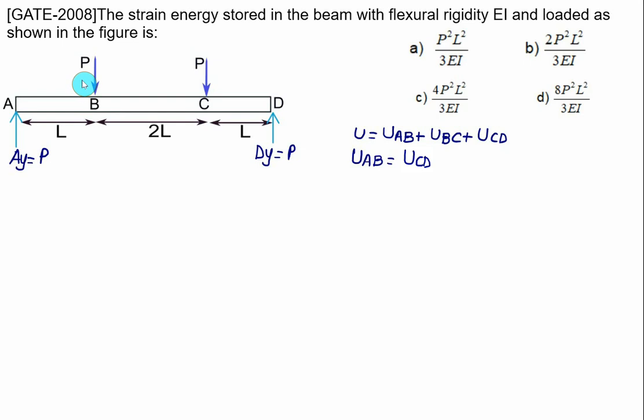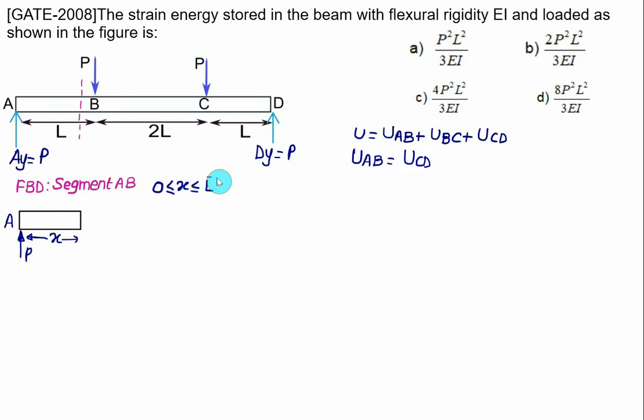For this, we'll make a cut and exclude the point B, and we'll develop the FBD for the given section. So let's consider here the FBD of the segment AB. At A, we have one load acting, that is basically the reaction at A equal to P. We have a section at a distance equal to X, and the limit for this is 0 less than or equal to X less than or equal to L minus. L minus means we have excluded the point B.